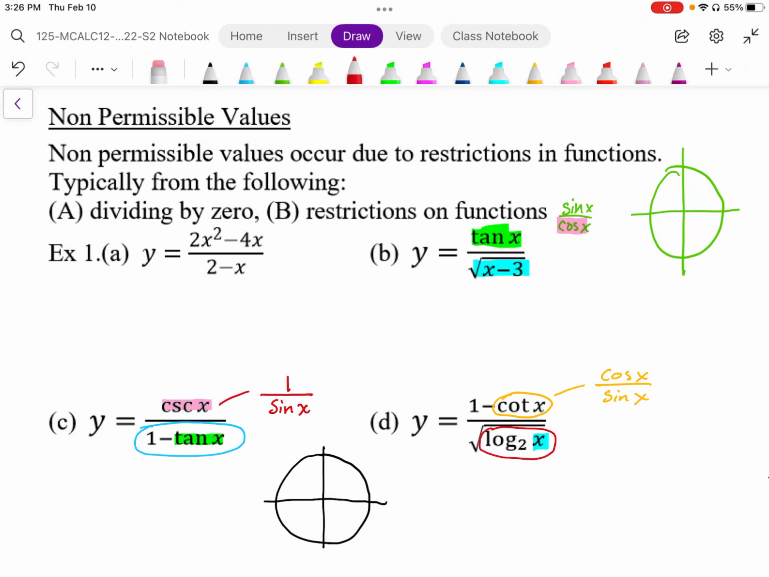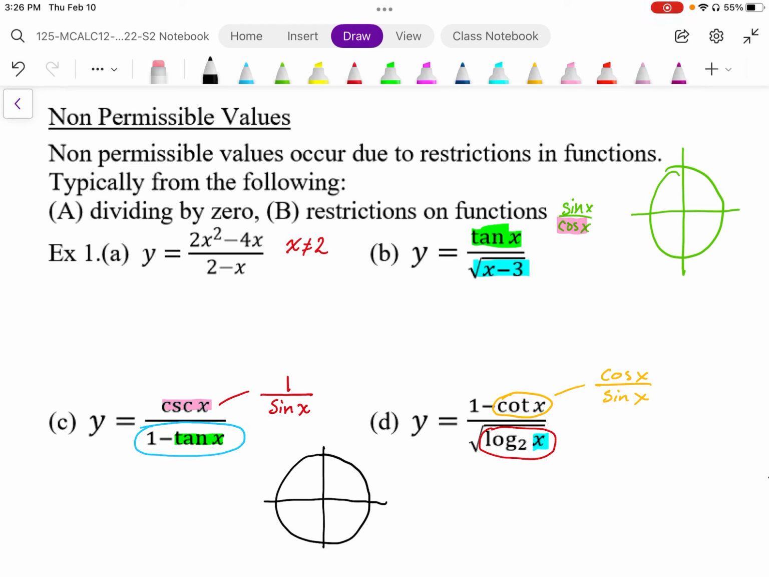Non-permissible values occur when we have restrictions in functions, and typically they're dividing by zero or other restrictions on the function. For example, dividing by zero is this first one here. I cannot divide by that zero, so I have to make sure that I have a restriction here that x is not equal to 2. If x is equal to 2, I'm dividing by 0.